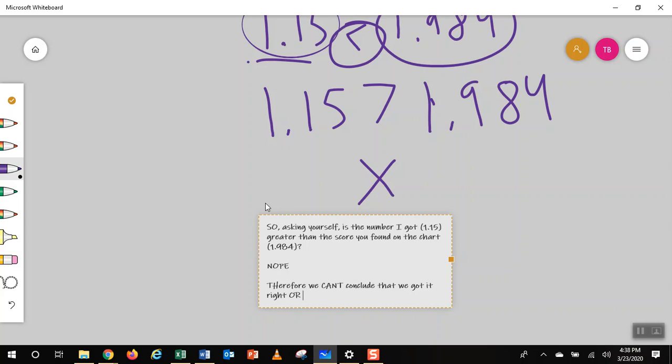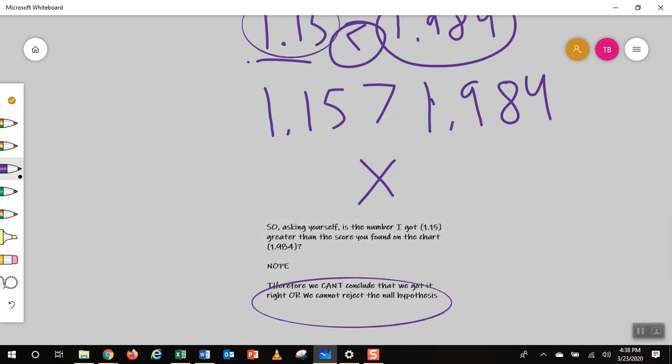Or you might say we cannot reject the null hypothesis. So that would be our conclusion. If the homework is asking you if you reject the null hypothesis, in this case, you cannot. So for this one, your goal is always asking, is the number you got greater than the number you looked up?